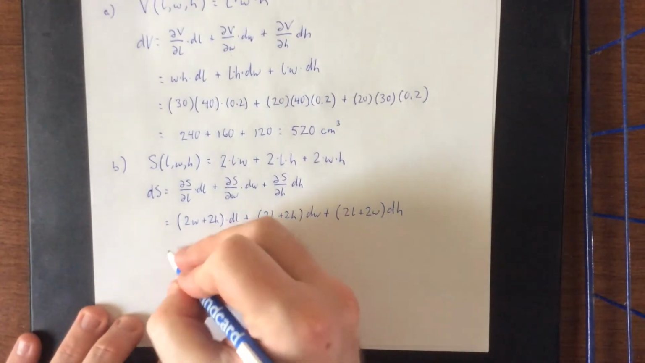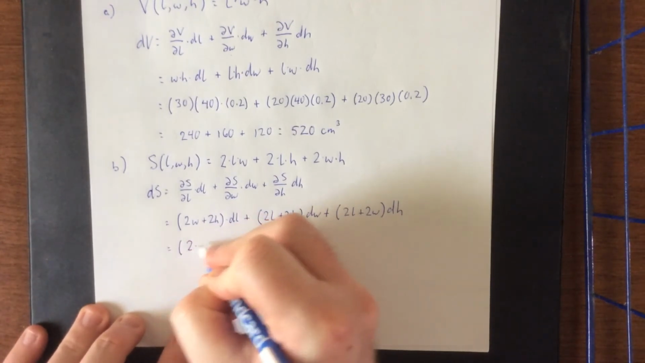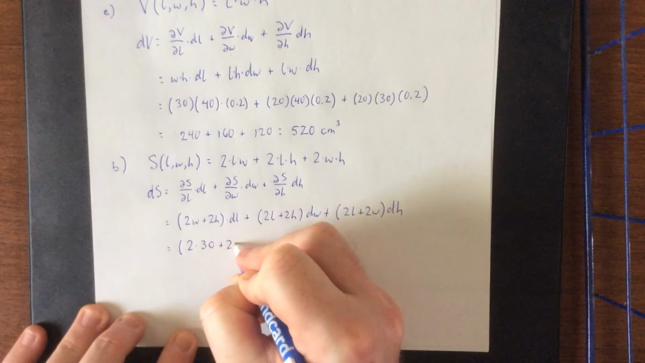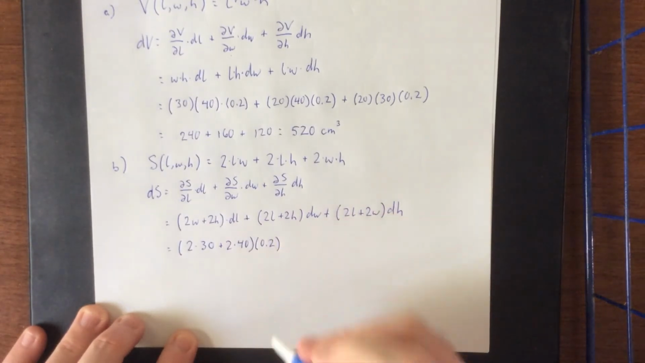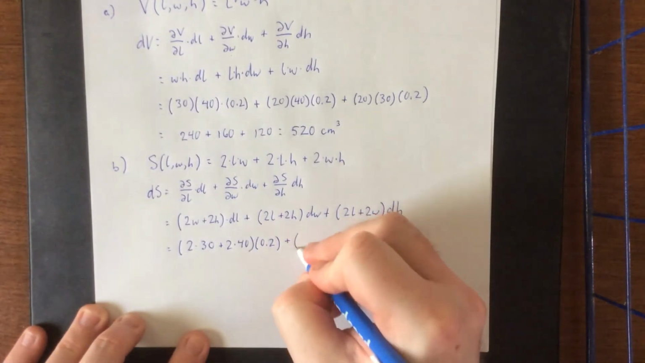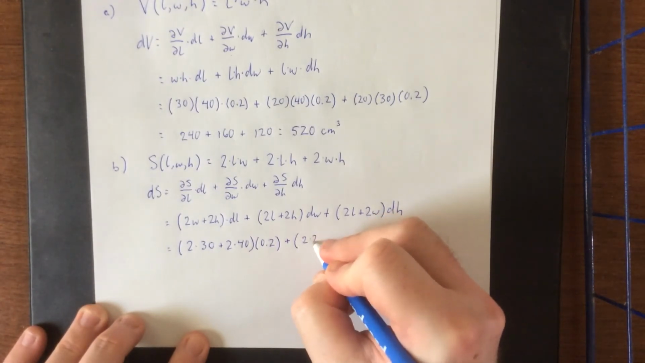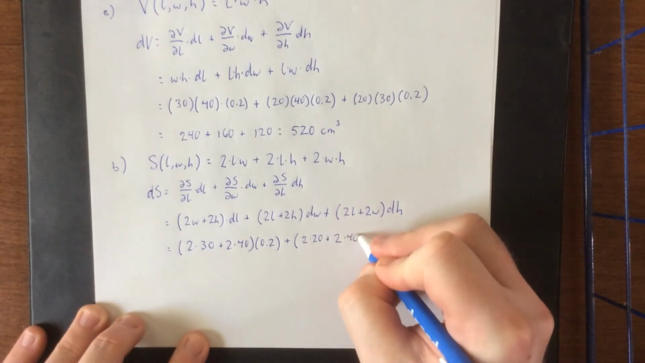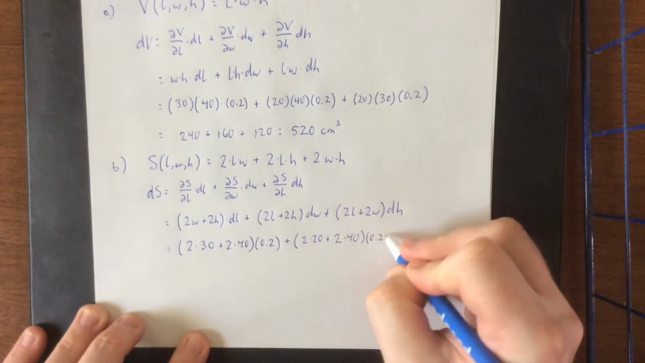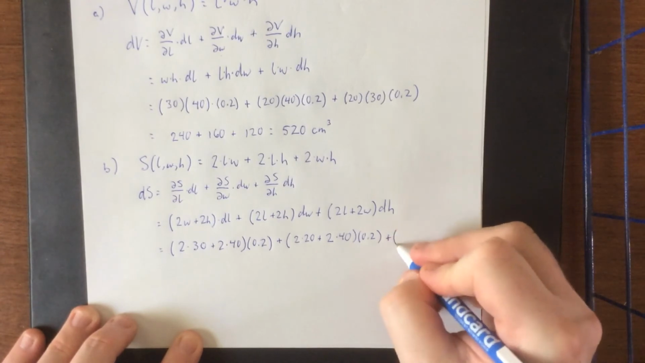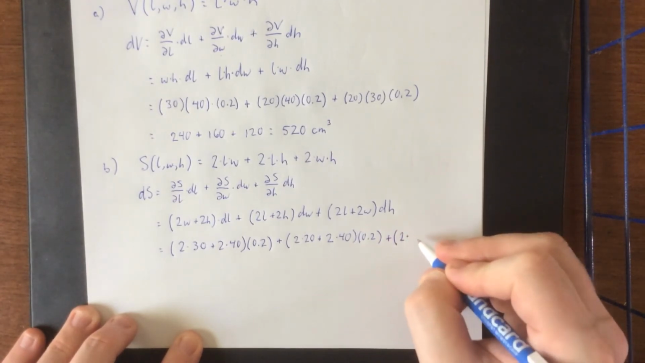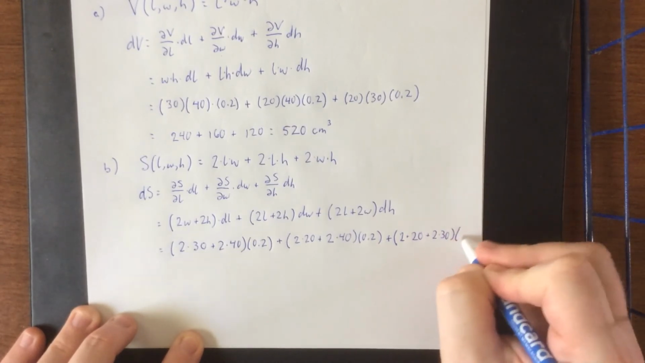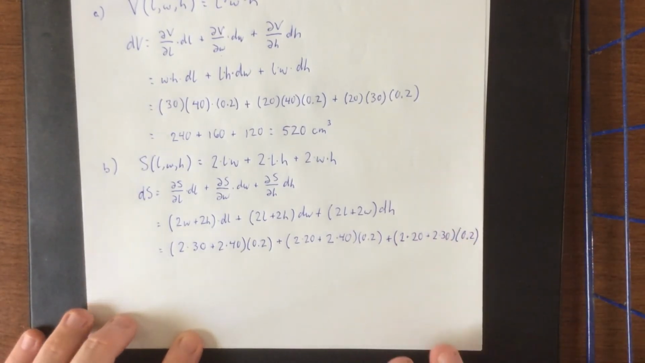Plugging in the quantities that we know, this will be 2 times our width, which is 30, plus 2 times our height, which was 40, times our maximum possible error, 0.2, plus 2 times the length, that's 2 times 20, plus 2 times the height, that'll be 2 times 40, times the error, 0.2, plus, oh yeah, we're going to make this fit, 2 times the length, which is 20, plus 2 times the width, which is 30, times the error in that calculation, that is 0.2.